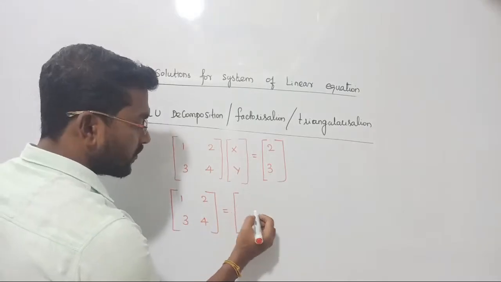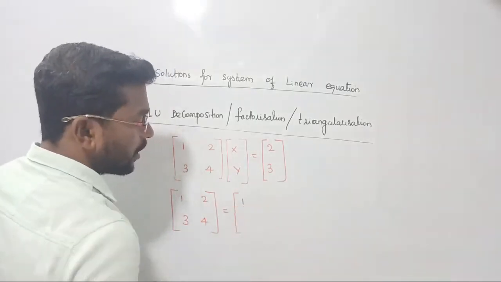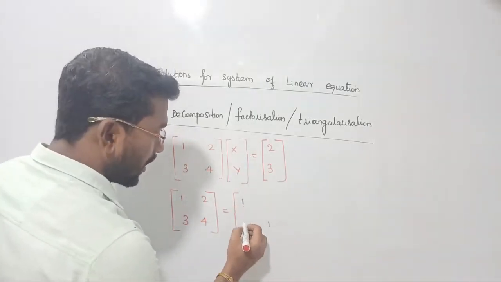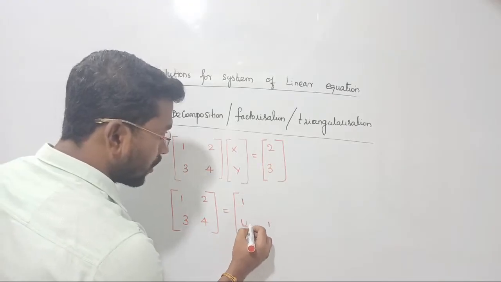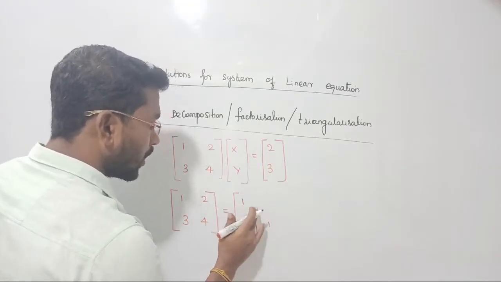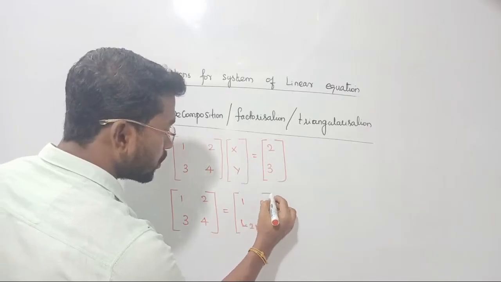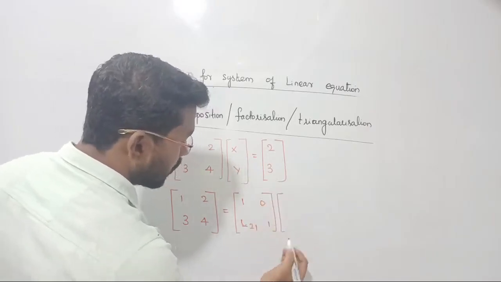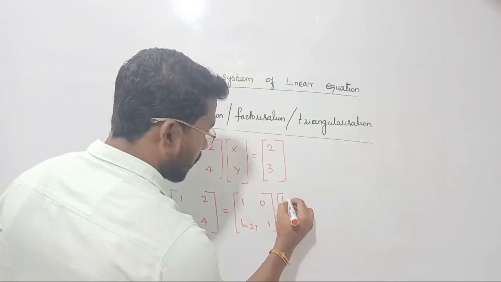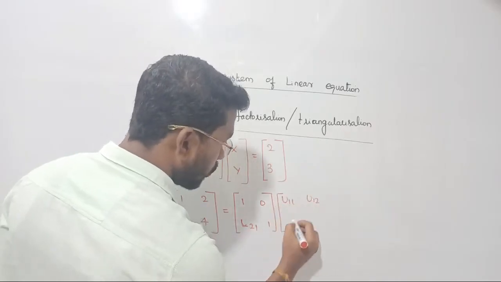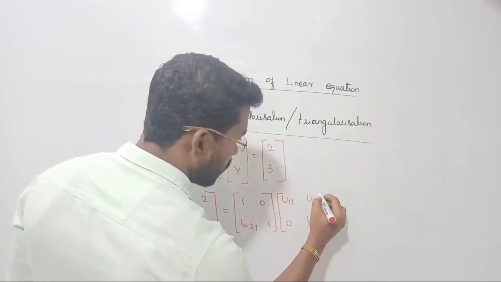In lower triangular, first we have to consider lower triangular, right? In lower triangular, the diagonal principal is 1, and here we are going to consider the lower entry L21. Let's consider L21, and here it is going to be 0, we all know. And the upper triangular matrix can be written as u11, u12, 0, u21, right?